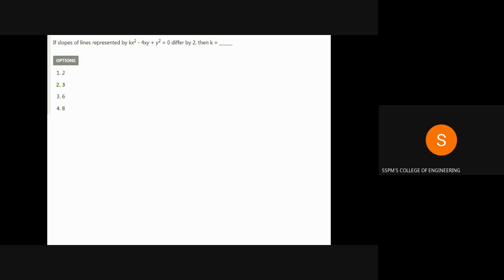See, what is given? The slopes of the lines represented by this equation differ by 2. In the last example, we had to find the difference, and now here the difference is already given, and we have to find k. So see, the given equation is kx square minus 4xy plus y square is equal to 0.